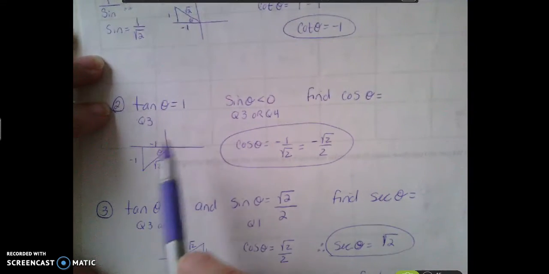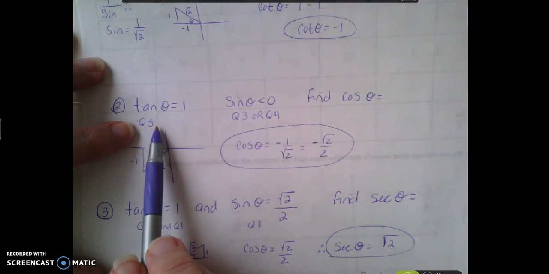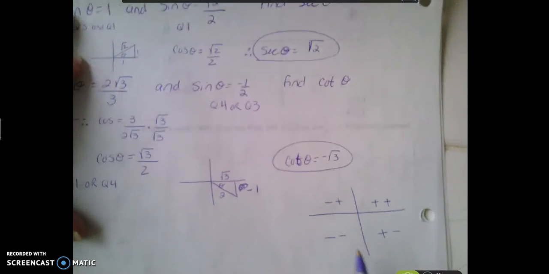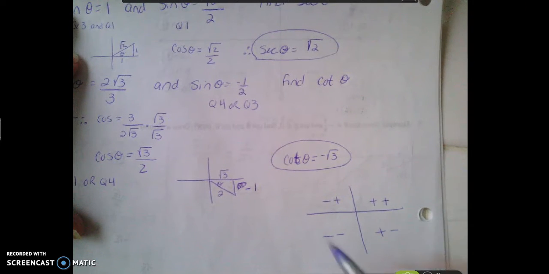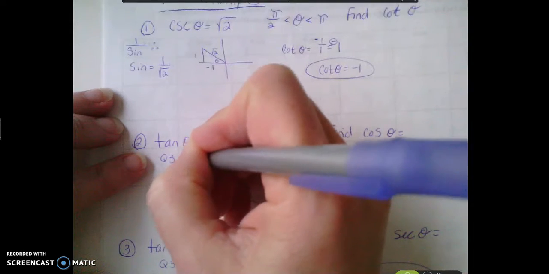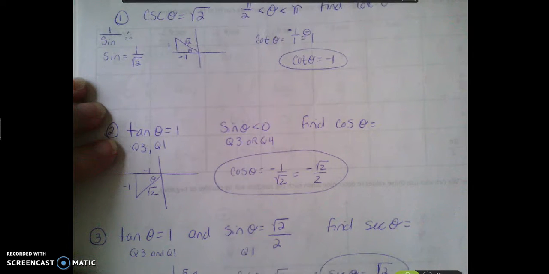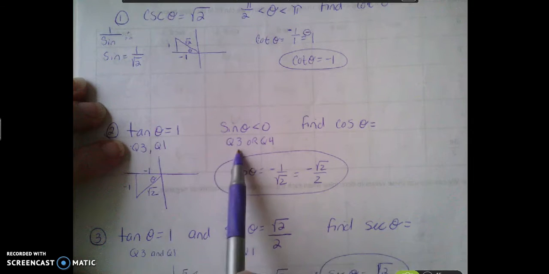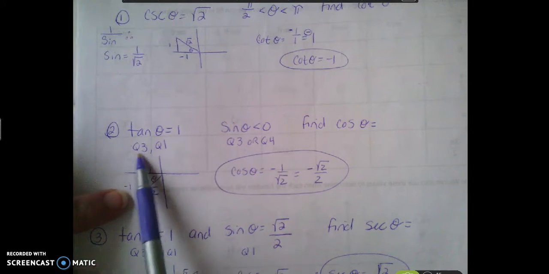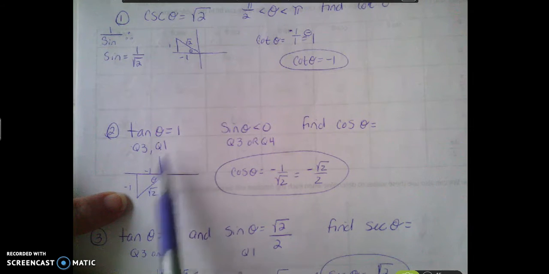Here I have tangent of theta is 1, and sine has to be negative. Well, tangent is positive. If we go back to this chart, tangent is going to be positive here, and tangent is going to be positive here. So tangent is positive in quadrant 3 and quadrant 1. Sine is negative in quadrant 3 and quadrant 4. So that means that my angle has to be in quadrant 3 because that's what they have in common. So I draw my right triangle in quadrant 3.